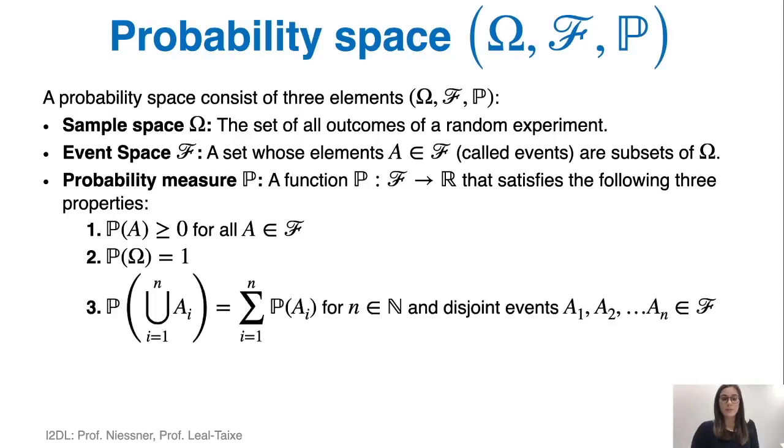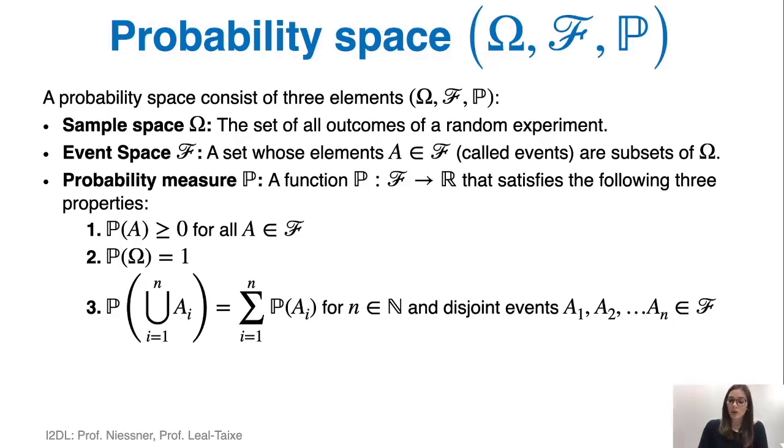And the third property is now looking at n different events. We denote them by A1 up to An, which are all elements of our set F. And when we take the union of these sets, the probability of this union must be equal to the sum of the probabilities of each of these events. So these are the three properties that our function has to satisfy in order to be a probability measure.